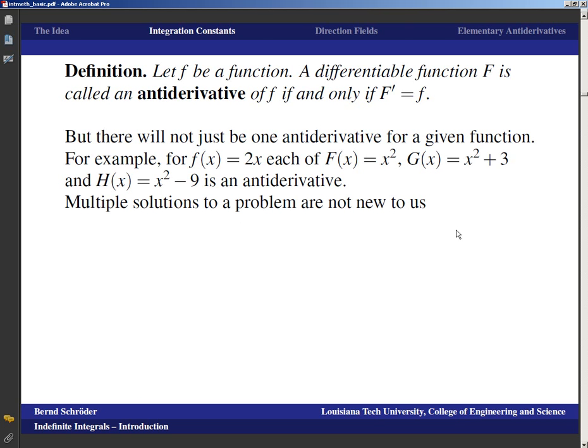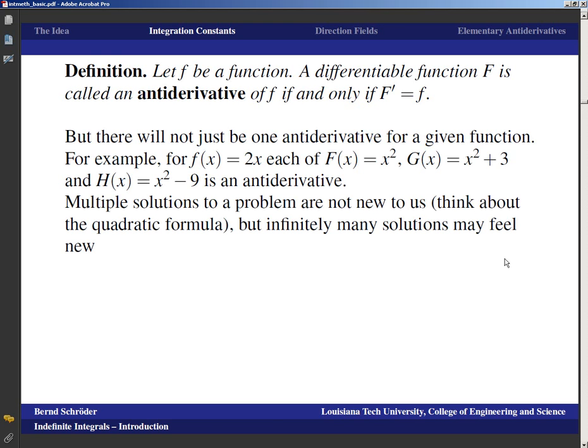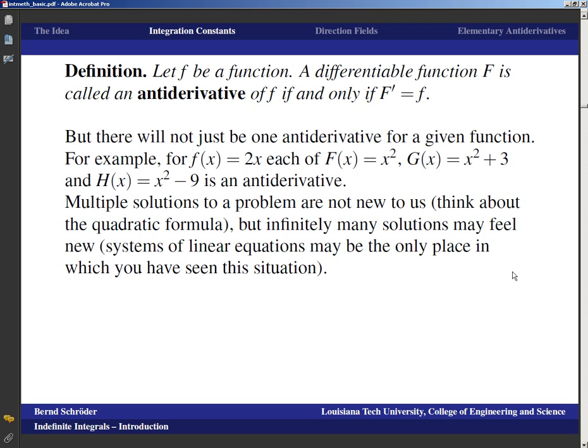But that means now that even though multiple solutions to a problem are not new to us, you've seen that, for example, with the quadratic formula, infinitely many solutions may feel new, because after all, you can add any number here and the derivative of x squared plus any number will be 2x. So we will have infinitely many possible solutions. That may feel a bit new. I think the only place in the early curriculum where you may have seen this for sure is solving systems of linear equations, specifically dependent systems of linear equations.